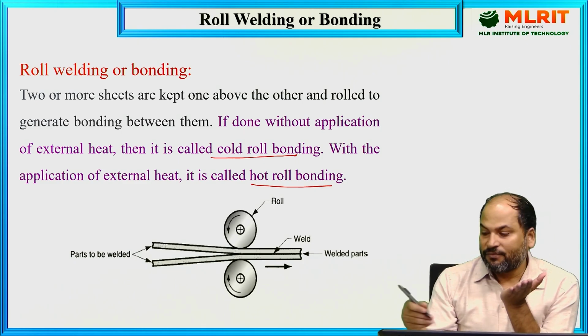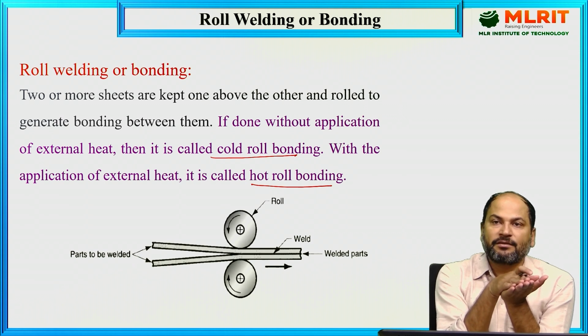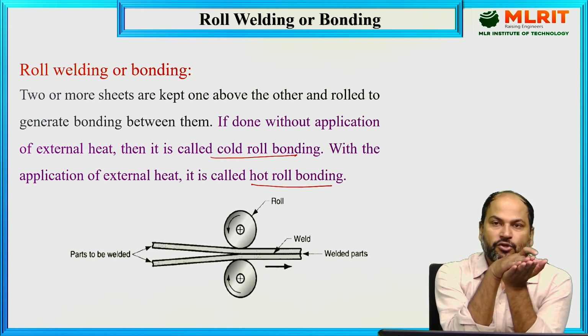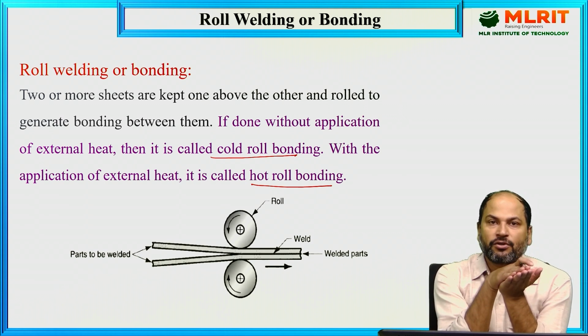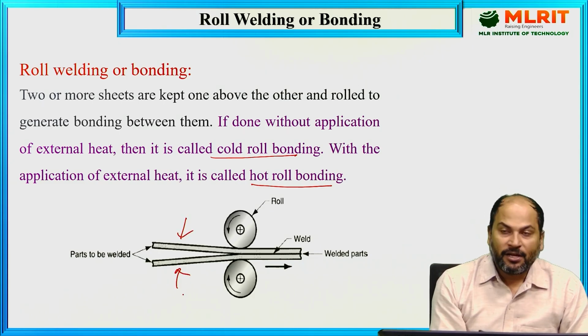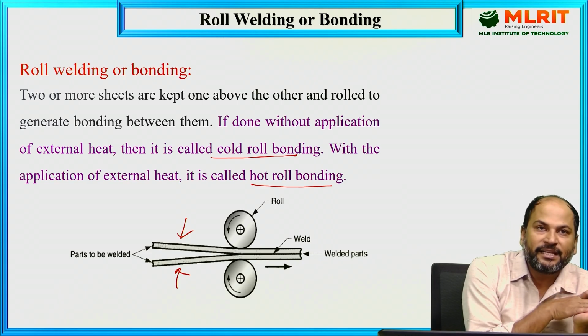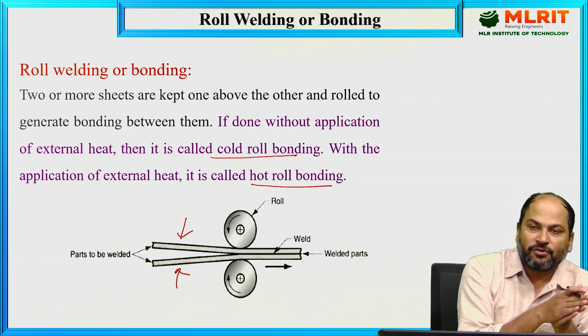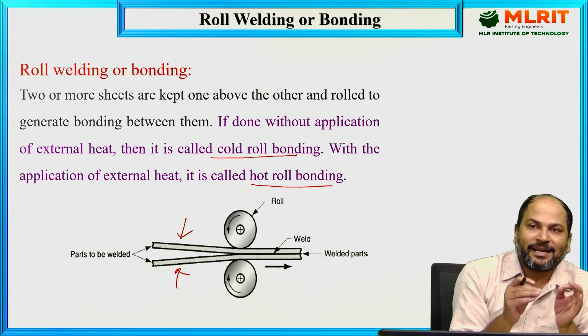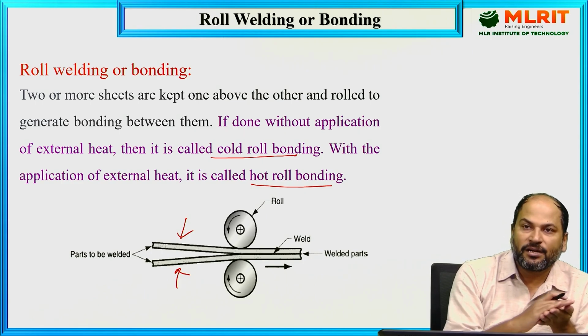The basic requirement we have to keep in our mind: what was the basic requirement for solid state welding? The two surfaces or two sheets that we are going to weld together, suppose this is one sheet and this is another sheet, we have to keep in mind before starting the welding that we have to clean these two properly, so that any kind of contamination on the surface is completely removed.